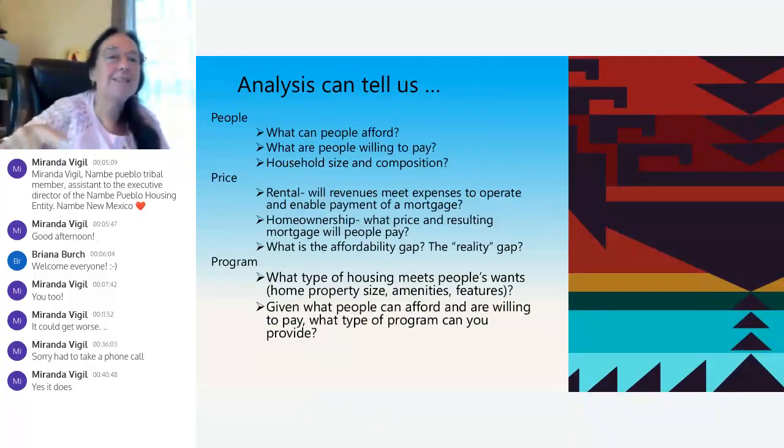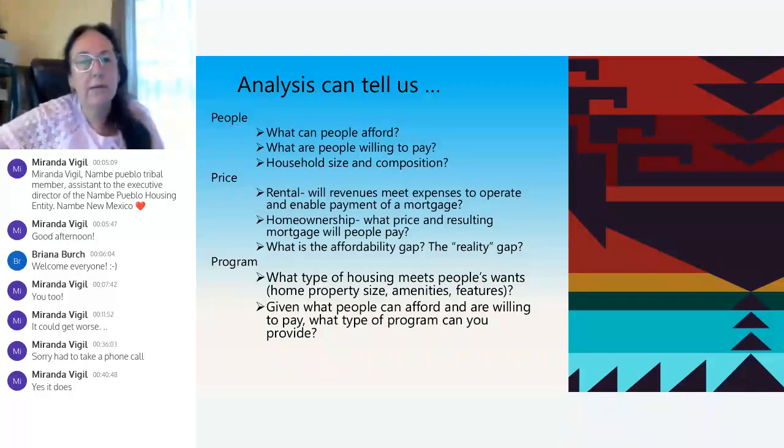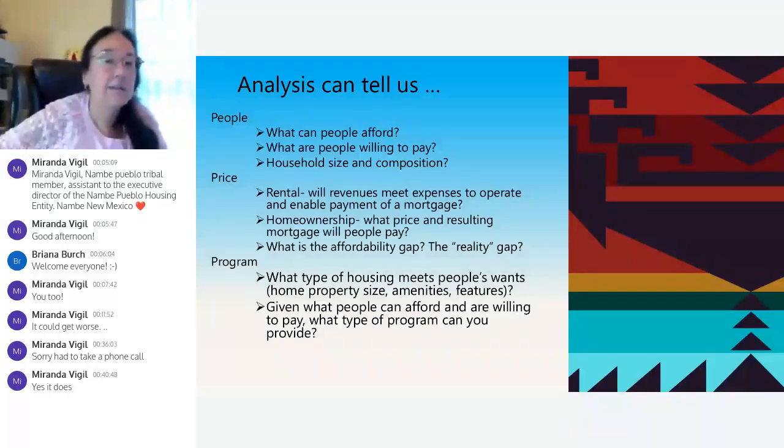Your analysis can tell you, what can the people afford? You can't build something if your tribal members can't afford it. What are they willing to pay? What is the needed household size and composition?